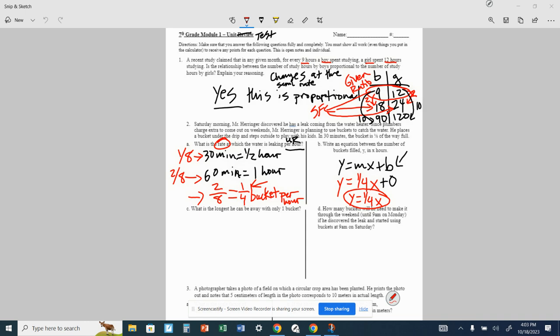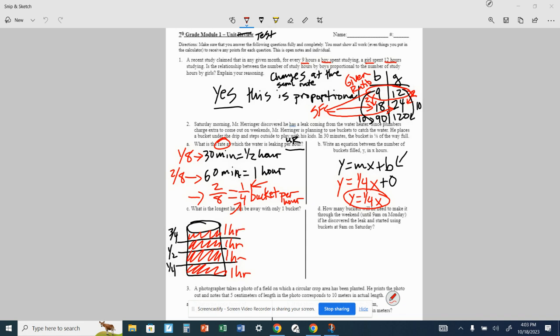C says, what is the longest he can be away with only one bucket? If I only have one bucket to fill up, think about it, right? Draw a picture, okay? Sometimes a picture helps. We see this is the halfway mark, this is the 1/4 mark, and this is the 3/4 mark. Keep in mind, if it fills at 1/4 of a bucket per hour, this would be 1 hour. This would be another 1 hour. This would be another 1 hour. And this would be another 1 hour, right?